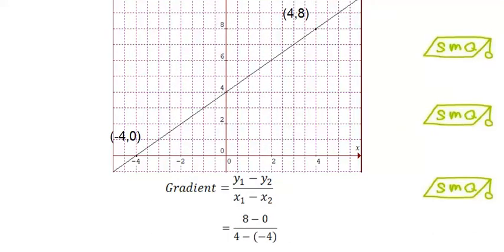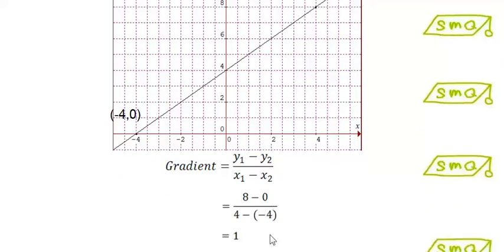y1 is the y-coordinate of one of the coordinates. In this case, we let y1 be 8 and y2 be 0. Similarly, x1 is the x-coordinate of one of the two coordinates. In this case, we let x1 be 4. x2 and y2 would be the x and y coordinates for the second coordinate. Solving this, we will get the gradient equals 1.